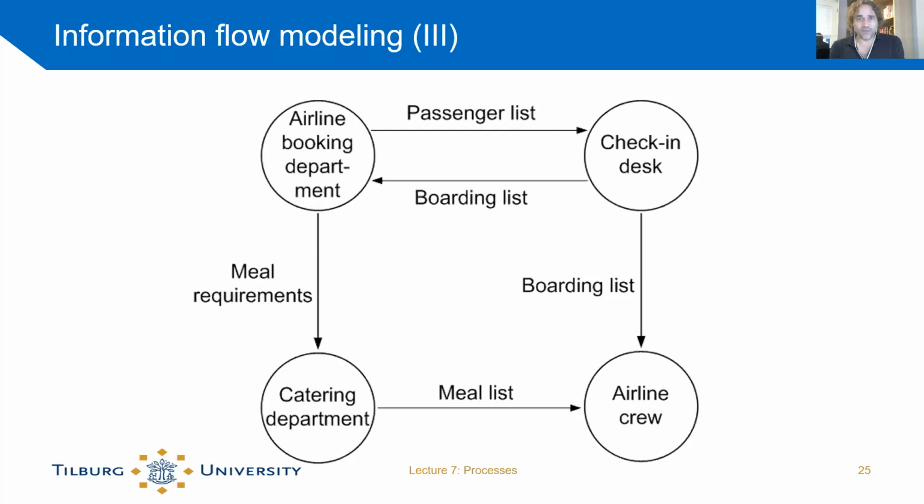So once everyone has gone through the check-in desk, the check-in desk knows if everyone has boarded the plane. So they send that boarding list to the airline booking department, to have them check, okay, everyone who has booked the flight is on the plane, or some people are missing and have missed a flight. The check-in desk also sends that list to the airline crew, so the crew knows who's actually on the plane and that everyone is there, or that it's too late, so they can take off.